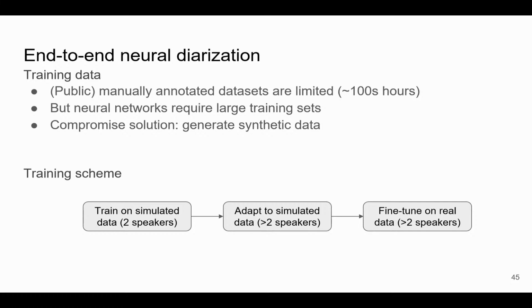Those kinds of models require lots of training data. So the compromise solution has been, since the very beginning of end-to-end neural diarization, to generate synthetic data and train the models that way. The pipeline following this approach is you first train your model with 2 speakers per recording. It learns some notion of speech, how to encode it. Then you adapt it to more speakers, still simulated data. And then maybe at the end you have a few hours of real data, so you just fine-tune it with a low learning rate, to adapt some things here and there and get the best performance that you can.